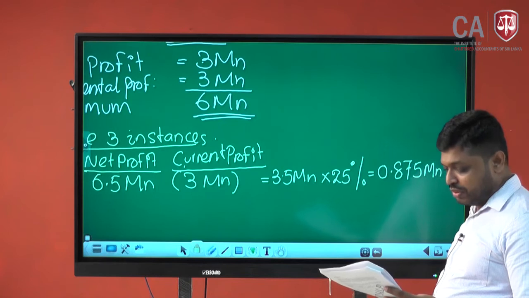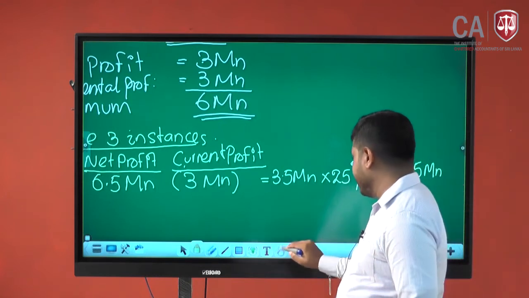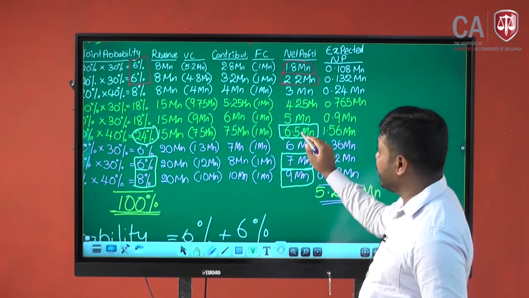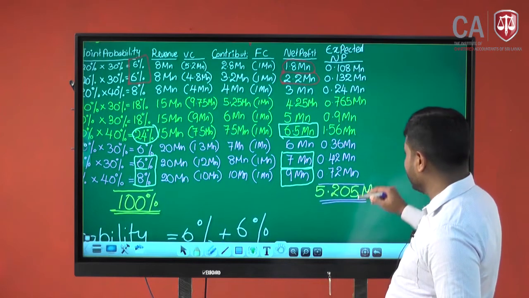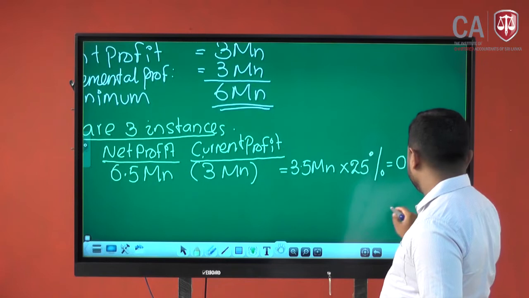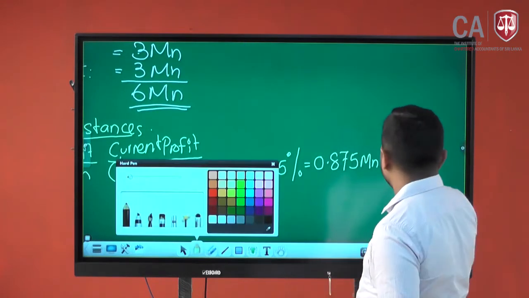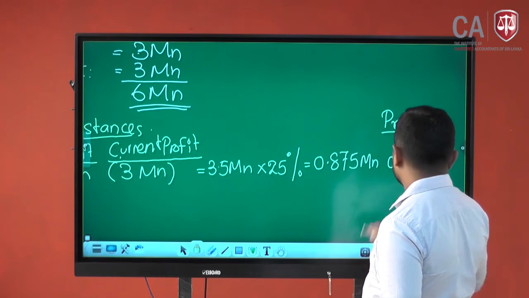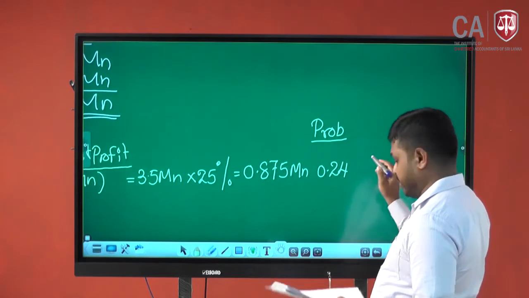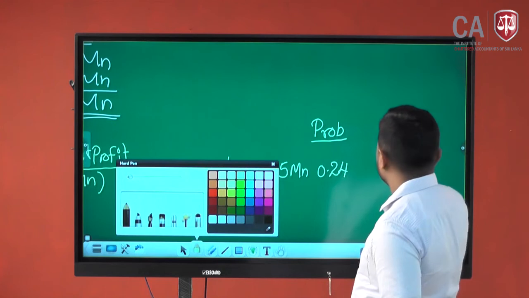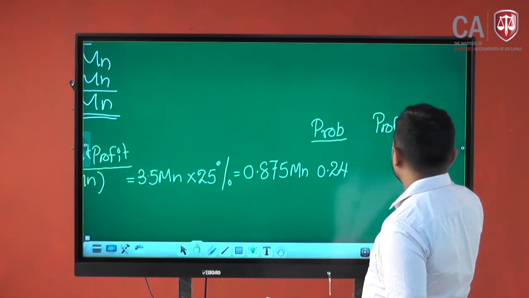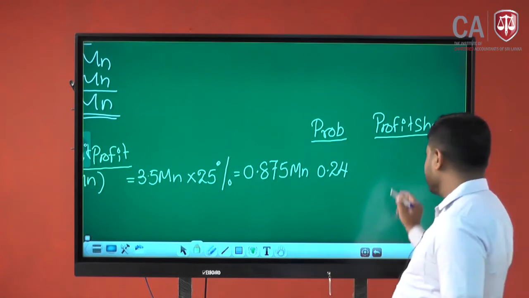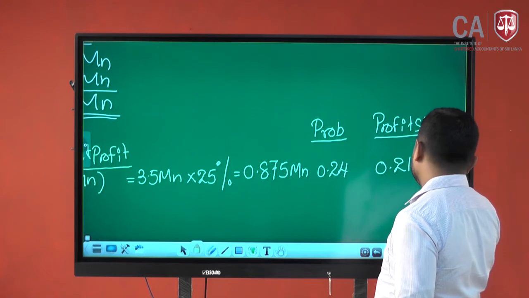0.875 million is the incentive, but you have to include the probability, because you have not considered it yet. The 6.5 million has a probability of 24%. Therefore, you have to incorporate the joint probability here. Then this 0.875 should be multiplied by the probability 0.24, that means 24%. The commission, or profit share, is 0.875 into 0.24, which is 0.21 million. That means 210,000.